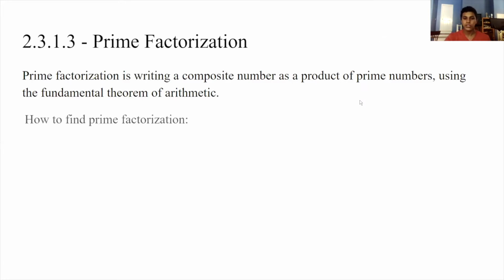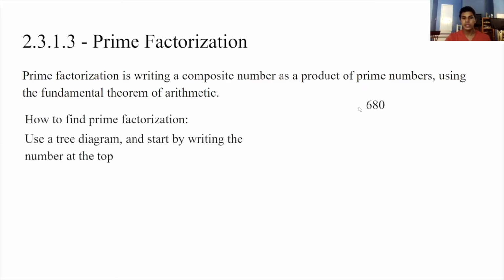So first you want to start with your number. So I'm going to be using 680 as an example. And so we're going to use something called a tree diagram. So you want to write your number near the top of a section of your page. You don't want to write it at the bottom because otherwise you're not going to have room to do this. So I'm going to write 680 at the top here. And what you want to do is find any two factors of that number that multiply by each other to get that number.